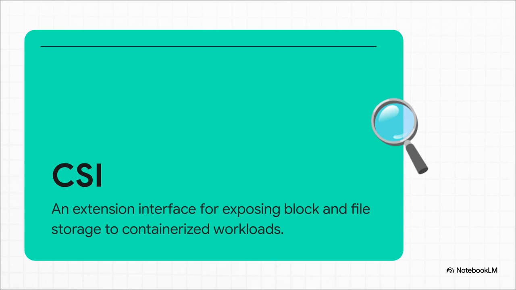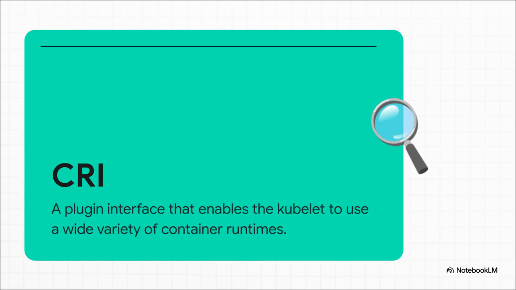This is what makes running databases and other persistent workloads on Kubernetes even possible. And the last piece of this puzzle is CRI, the Container Runtime Interface. So if CNI is the plumbing and CSI is the storage adapter, then CRI is the engine starter. It's what lets Kubernetes talk to different container runtimes, like Containerd or CRI-O, to actually start and stop your containers. Master these 3 interfaces, and you've basically mastered the foundation of Kubernetes.